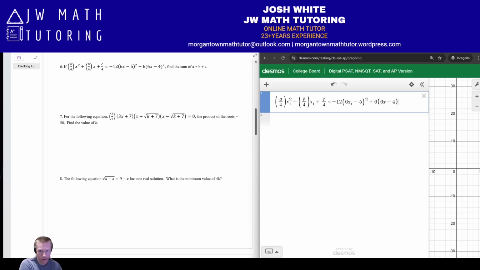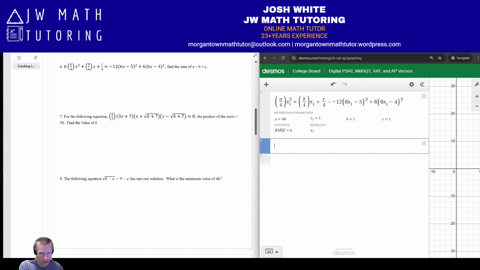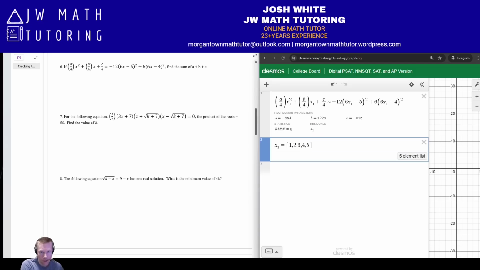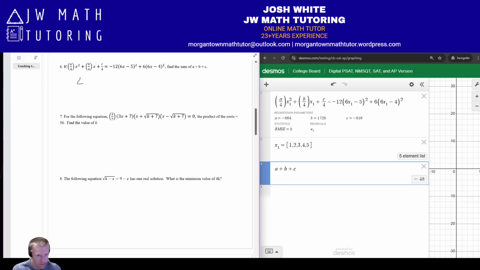So 4 squared, make this an x1. Okay, so we're regressing. We're taking this equation and making it into a regression statement. And now we, of course, have to add the list for x1. Okay, now we've got enough values. It looks like everything has stabilized, and we can do A plus B plus C. So what's our answer? Well, it's 48, and that's it.